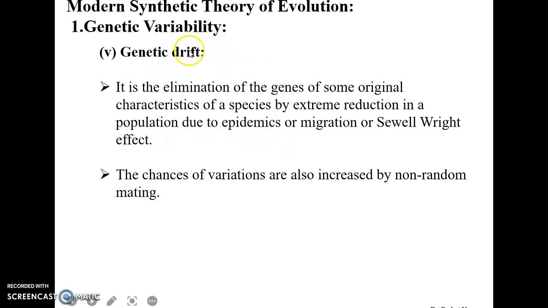Genetic drift also plays a role in genetic variability. It is basically the elimination of genes of some original characteristics of the species by extreme reduction in the population due to epidemics or migrations, etc. And the chances of variations are also increased by non-random mating.